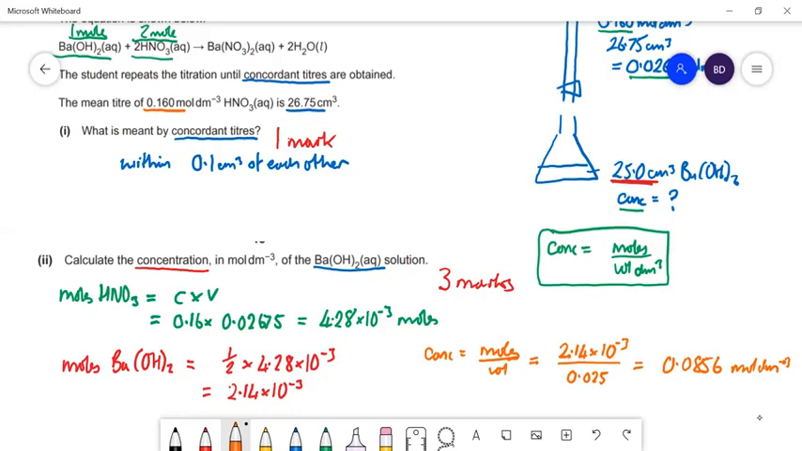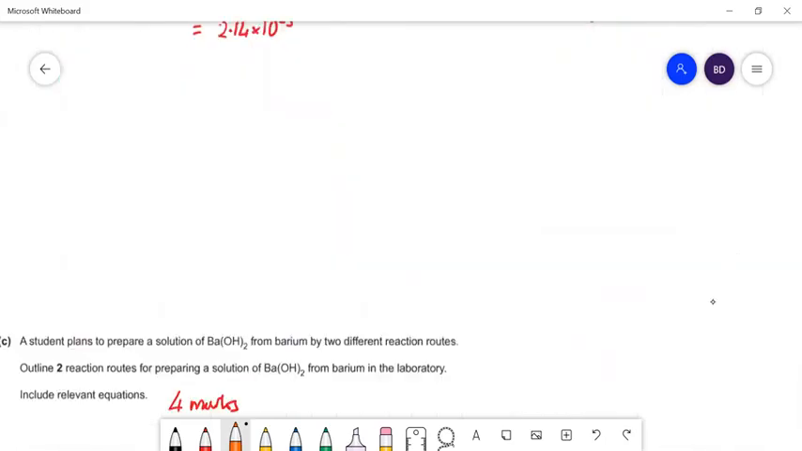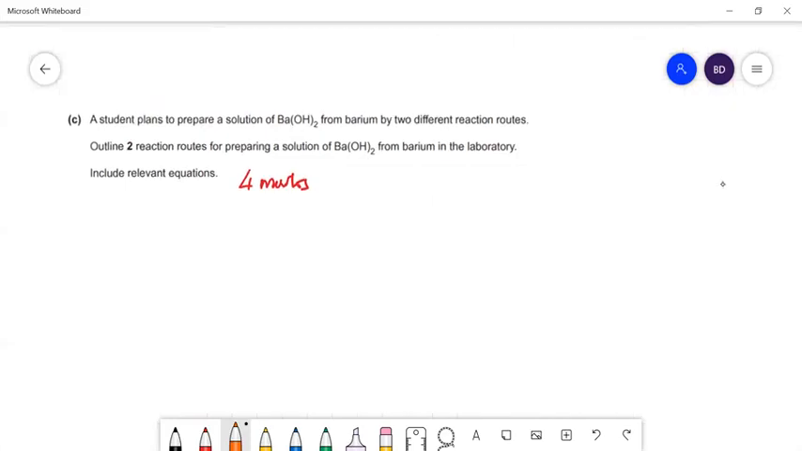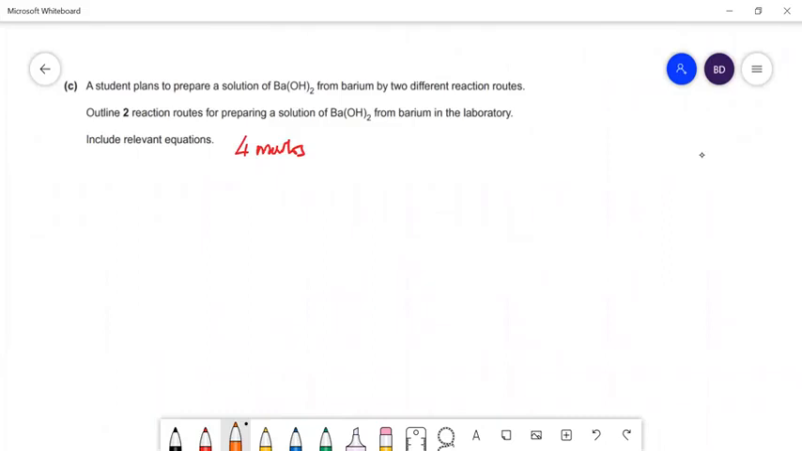Okay, that is that one done. Okay, a student plans to prepare a solution of barium hydroxide from barium by 2 different reaction routes. Outline 2 reaction routes for barium hydroxide. So how can we make barium hydroxide?